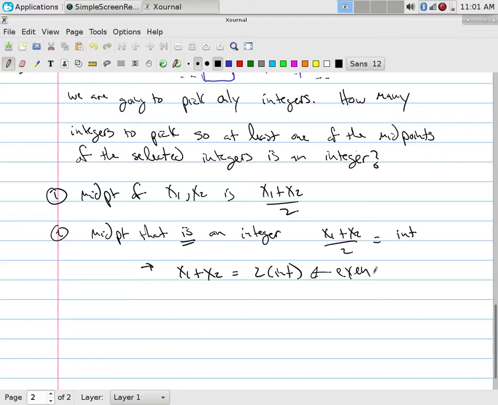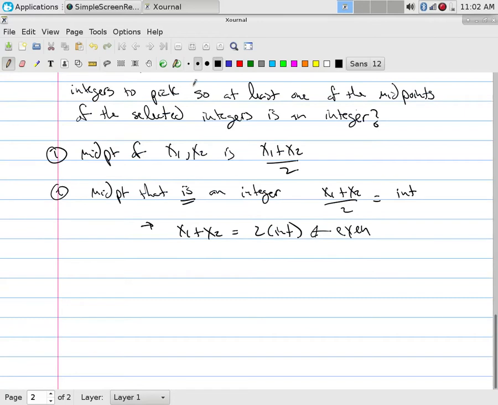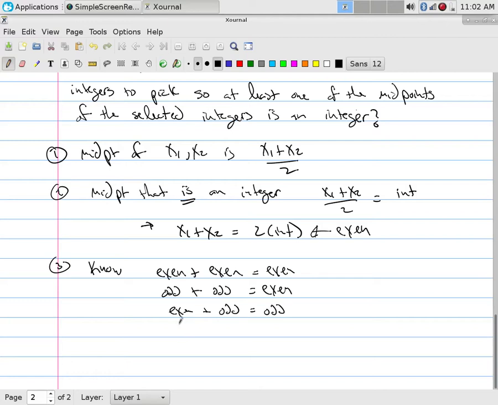So I want x1 plus x2 to be even, but those are two numbers. Well, I know how to add things to get evens. How do you add things to get evens? Add two evens or add two odds. What if I do an odd and an even? Then you get an odd. So numbers are either even or odd. We know that even plus even is even, odd plus odd is even, even plus odd is odd, and odd plus even is odd.